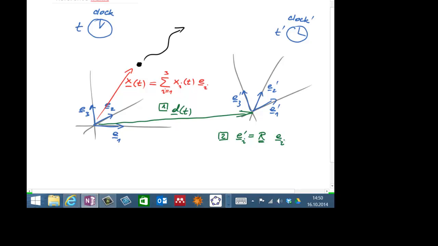And in general, this rotation operator may also depend on time. There's a very simple example. We are here in this lecture hall, and if we do an experiment here in this lecture hall, then we would obviously use as a reference frame a coordinate system that is at rest in this lecture room.